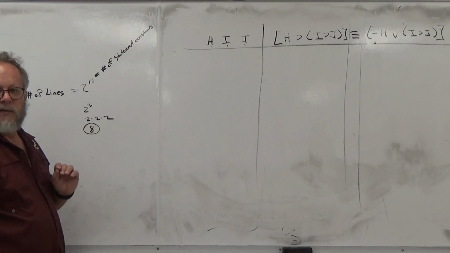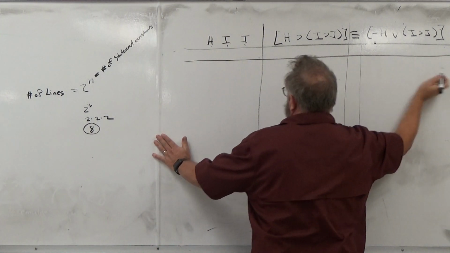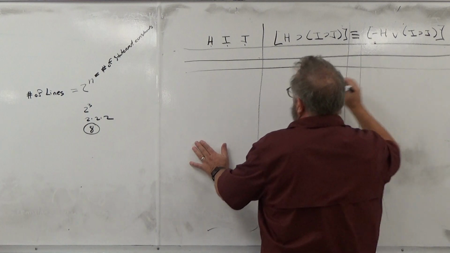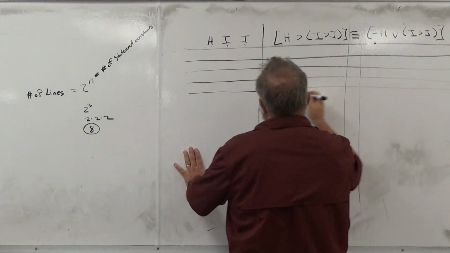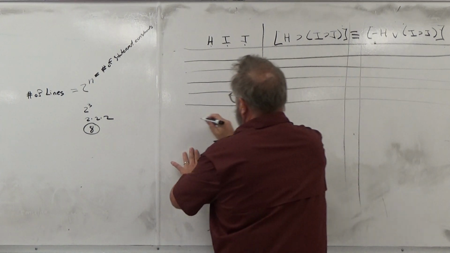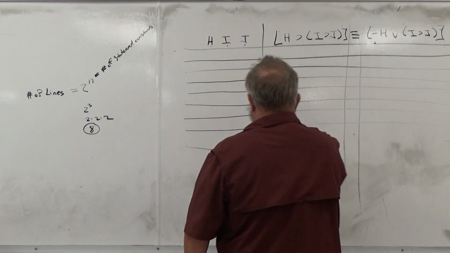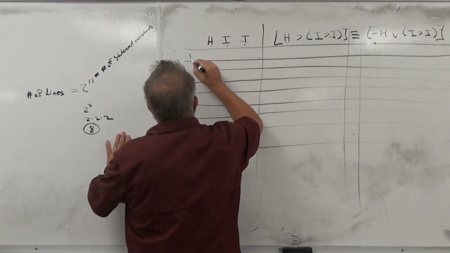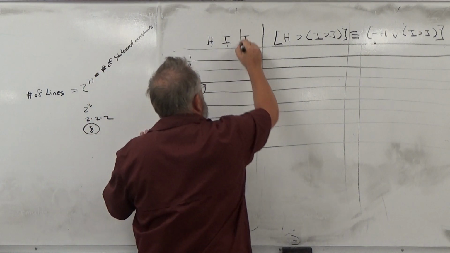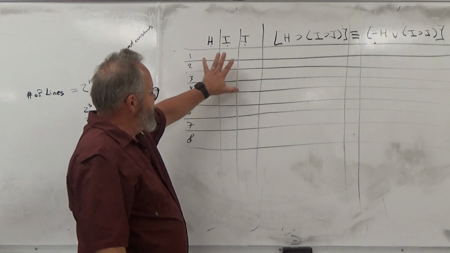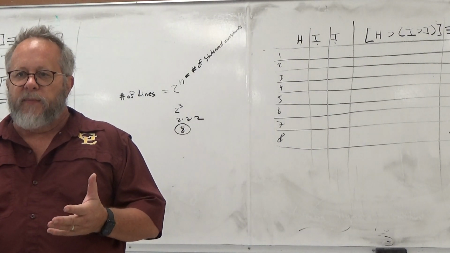We need 8 lines. Okay, so we're going to have to do 8 lines worth of calculations. So let's make 8 lines. 1, 2, 3, 4, 5, 6, 7, 8. Okay. But now we have to fill these in such a way that we get all the combinations, okay?